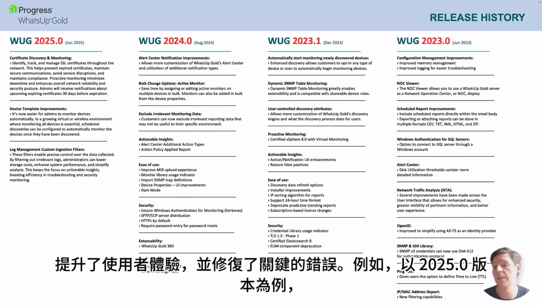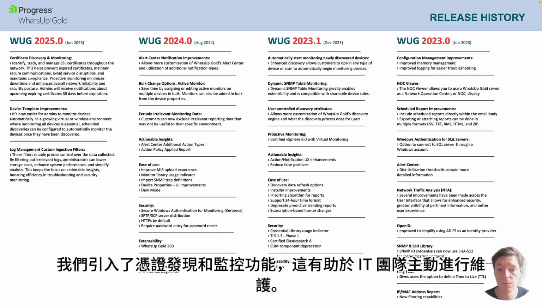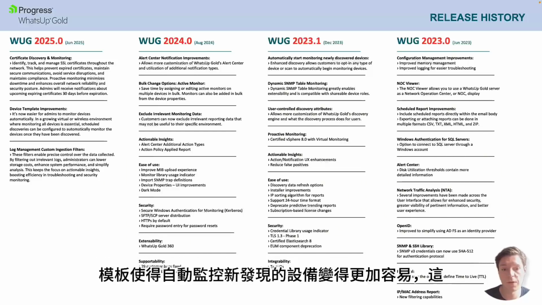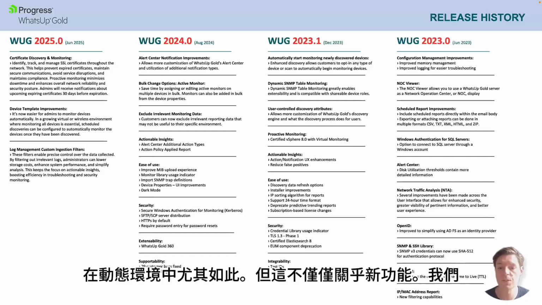If you take the 2025.0 release, for example, we introduced certificate discovery and monitoring functionality that helps IT teams proactively manage SSL certificates to avoid outages and maintain compliance. We've also improved device templates, making it easier to automatically monitor newly discovered devices, which is especially important in dynamic environments.